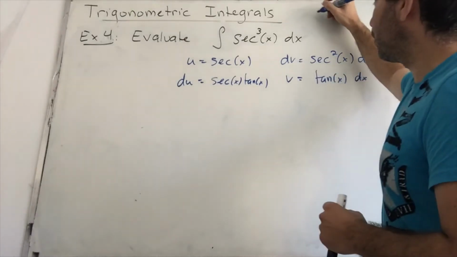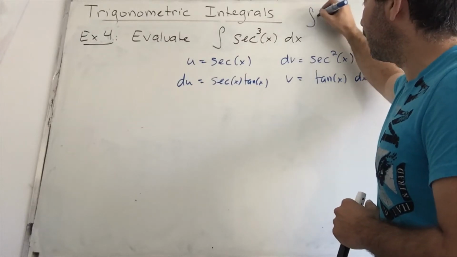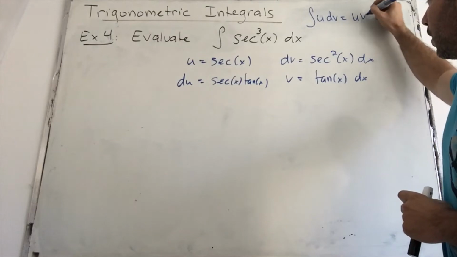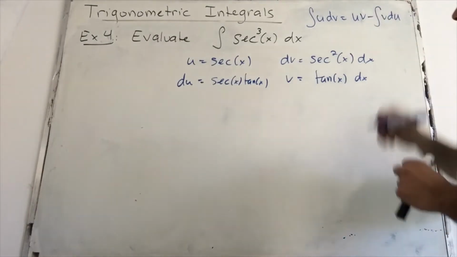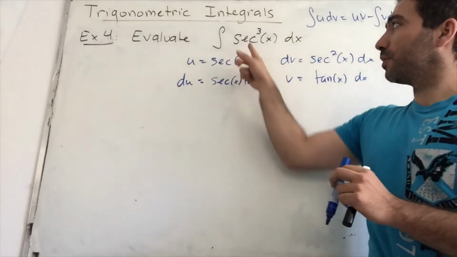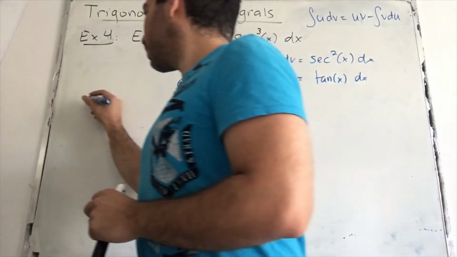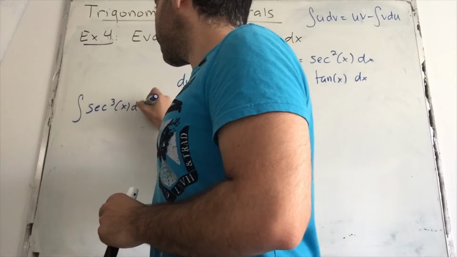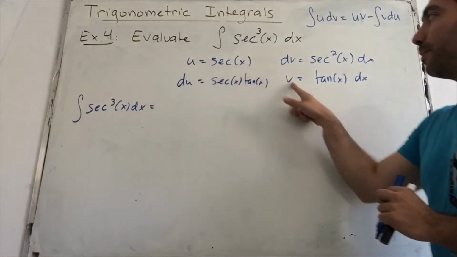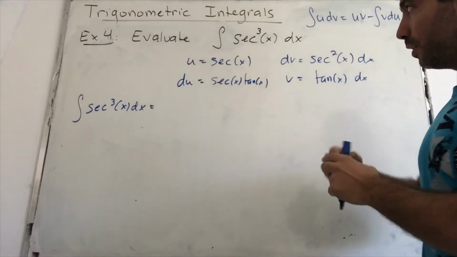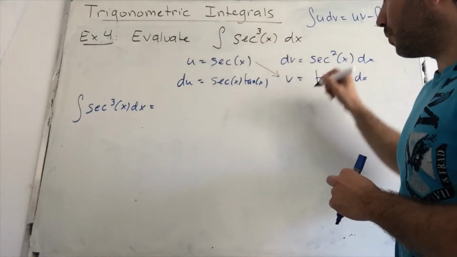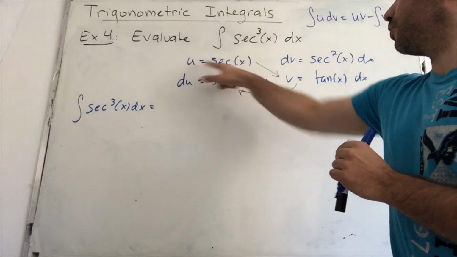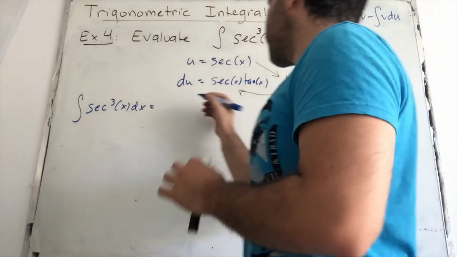So integration by parts, remember, it's the integral of u dv is equal to uv minus the integral of v du. Okay. So we're going to follow this pattern. What we have in blue, the integral of secant cubed, is equal to u times v. We go top left to bottom right, and then bottom right to bottom left. So u times v, in this case, secant times tan.